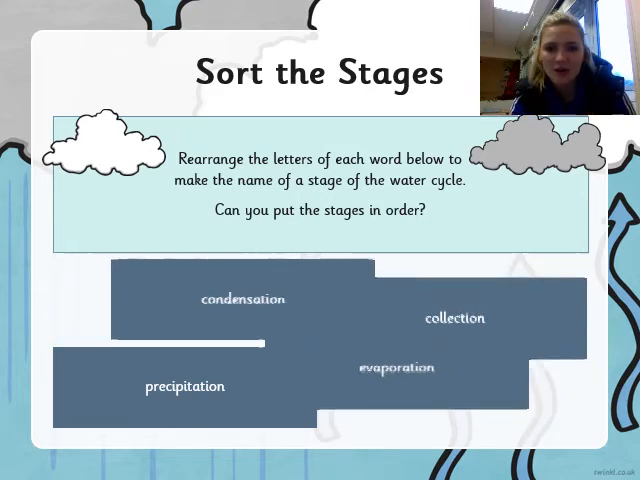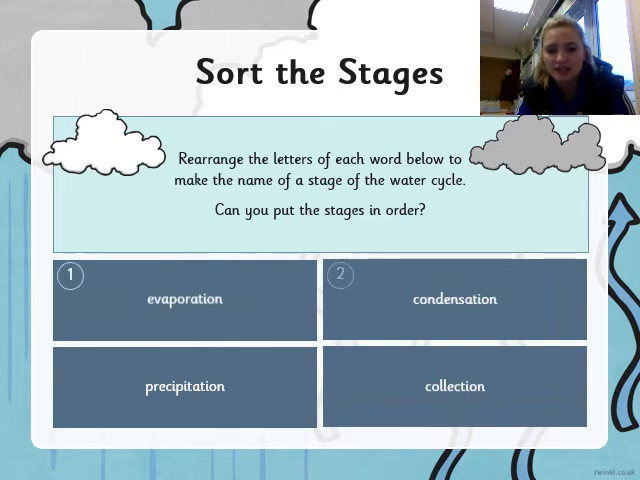Okay, let's have a look. So evaporation should have been first, because as the water is heated, it evaporates and goes up into the clouds. Then condensation happens for the water vapour to turn and form clouds, before precipitation happens when the raindrops drop from the clouds because the raindrops are too heavy. And then finally the collection of the water as it hits the ground and it runs back down into oceans. It's collected together before the cycle starts again.